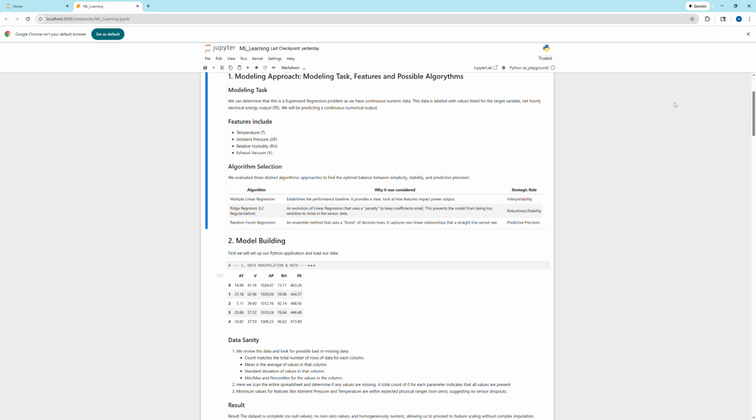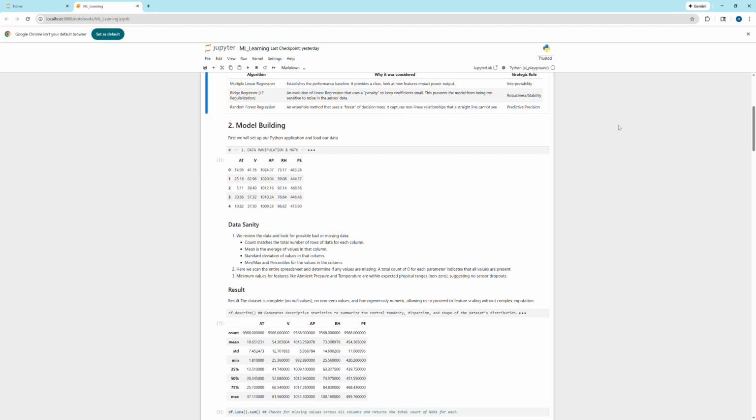We imported our data, did a data sanity check. We counted total rows. We looked at some of the key statistics, and then also determined that minimum values for features like ambient pressure and temperature are within the expected physical range, meaning they're not zero, suggesting that there's no sensor dropouts.